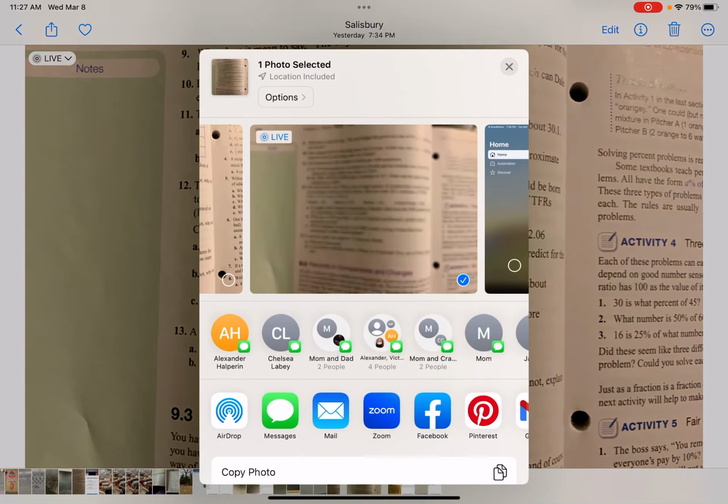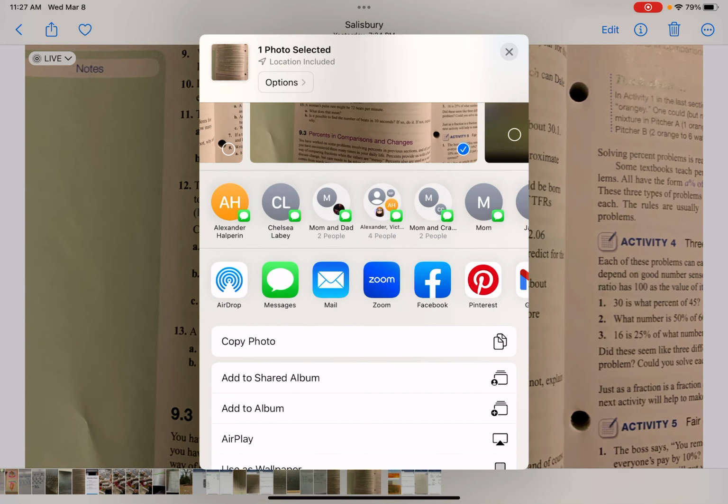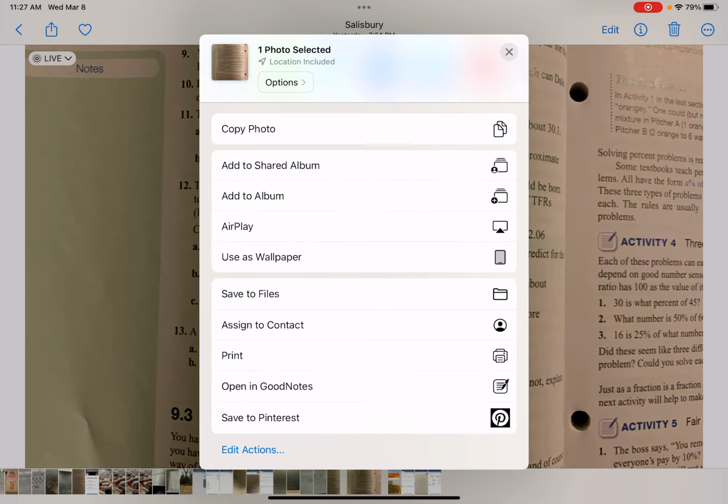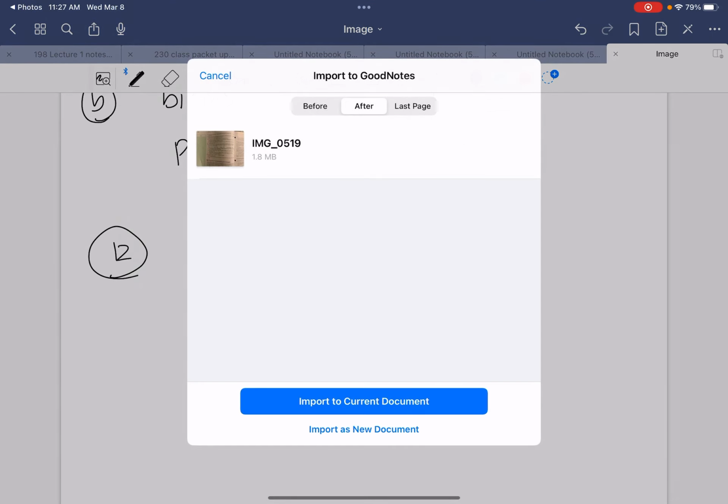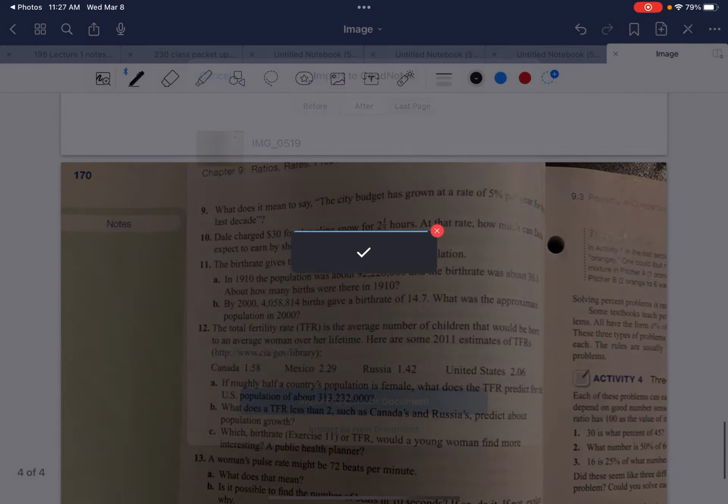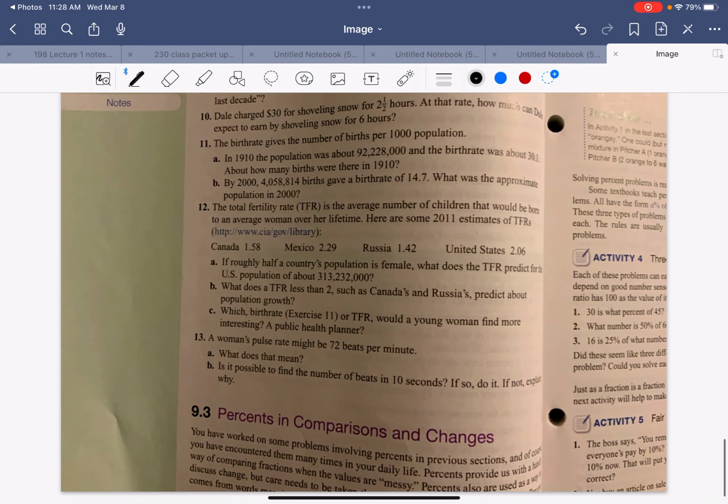Let me see if I can open this in OneNote for you. Open in GoodNotes. There we go. Okay, so here we go. Then I can write right on top of it.